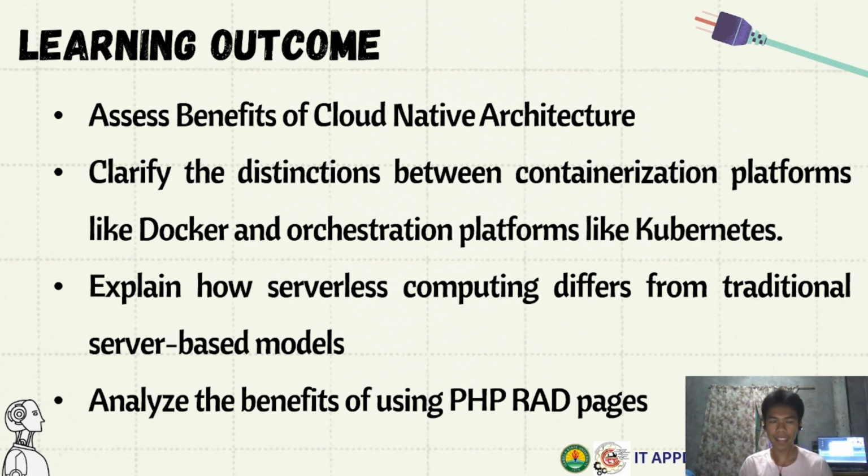So, at the end of these lessons, you should be able to learn the following: assess benefits of cloud native architecture, clarify the distinctions between containerization platforms like Docker and orchestration platforms like Kubernetes. Explain how serverless computing differs from traditional server-based models, and analyze the benefits of using PHP RED pages.